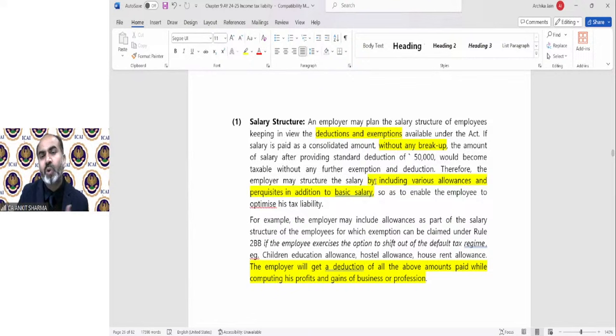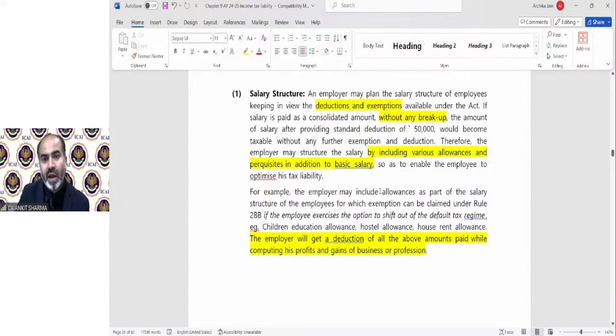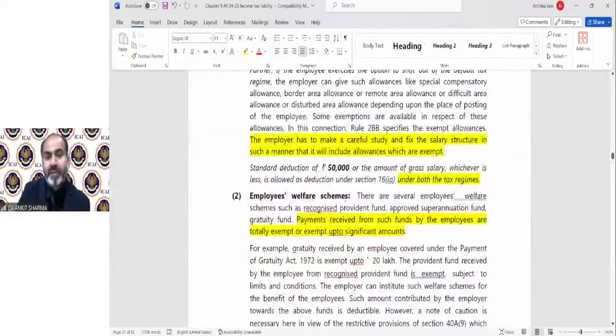For example, the employer may include allowances as part of the salary structure of the employee for which exemption can be claimed by the employee, like children education allowance, hostel allowance, etc. Employee welfare schemes like provident fund, RPF, SPF, etc., income and repayment from those funds are exempted. So it's better that you should not invest in URPF. You should invest in RPF. Your employer should invest in RPF. And if you are leaving the job before completion of 5 years, in that case, RPF payment is taxable. So you should transfer that amount to the other employer instead of withdrawing that amount. So that will save your tax liability again.